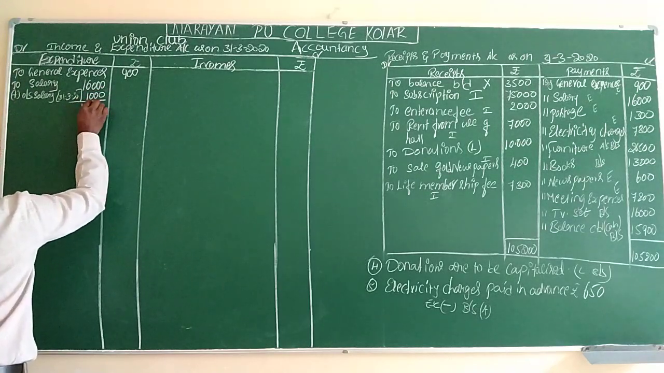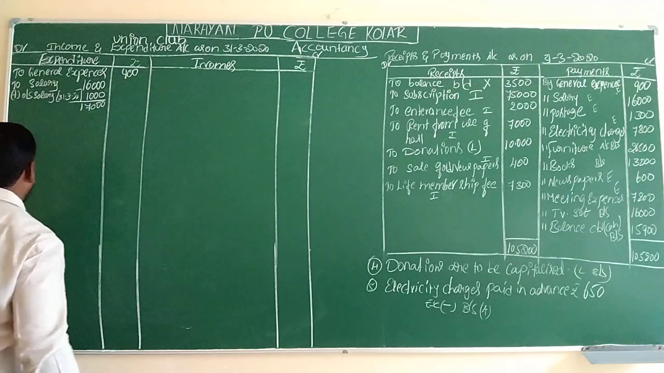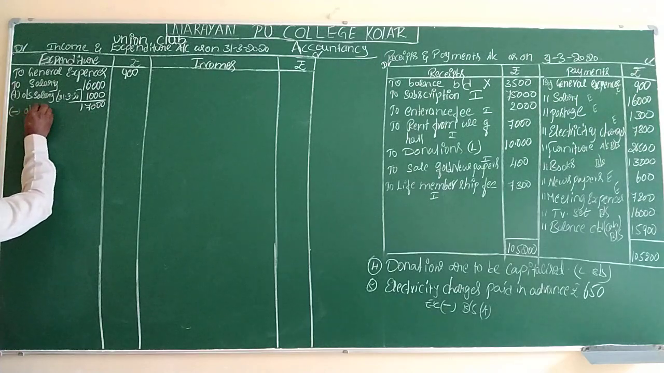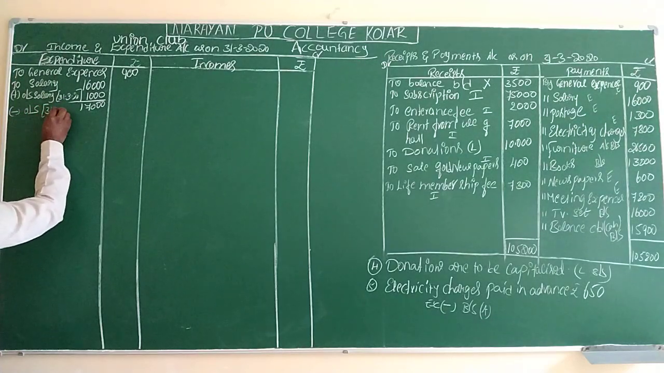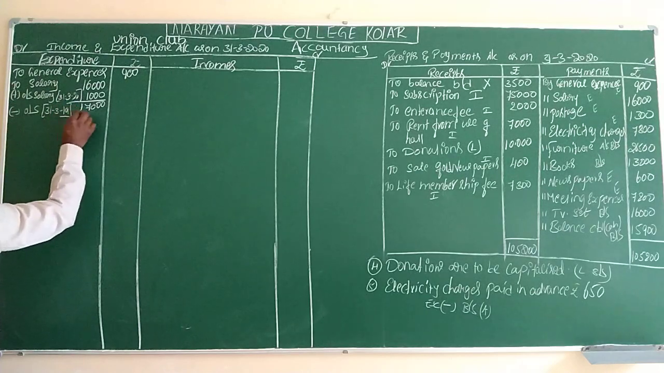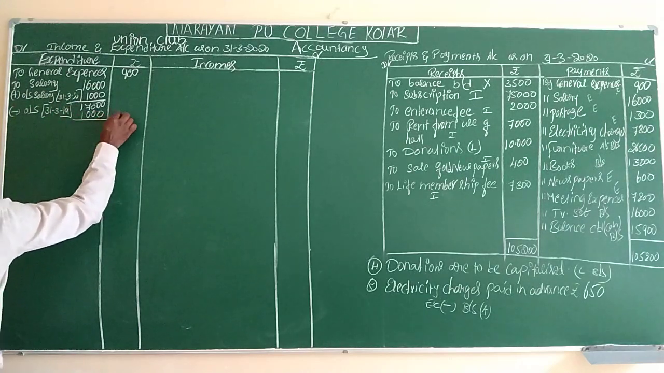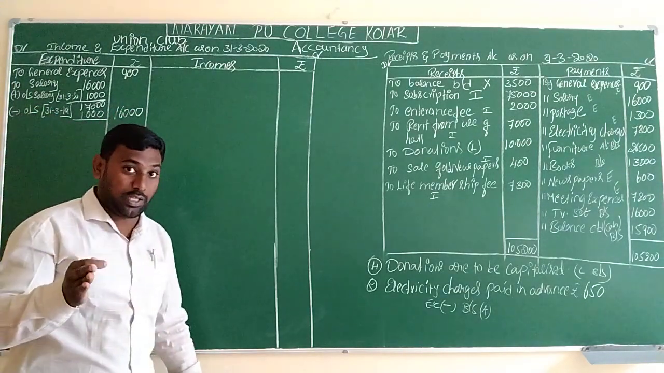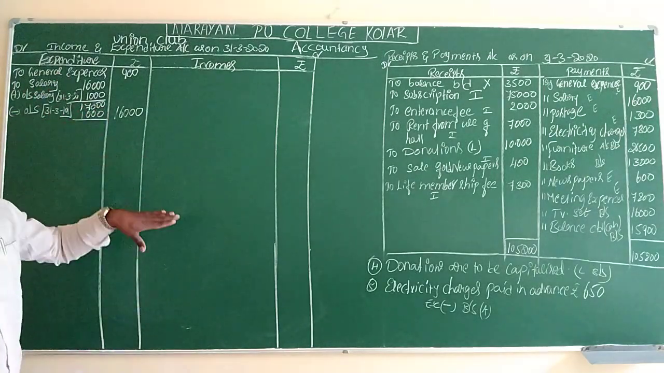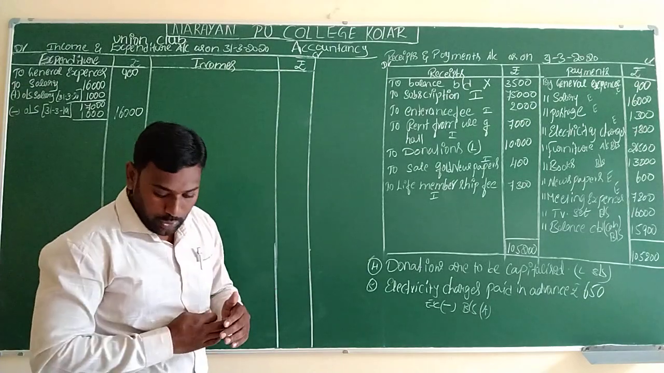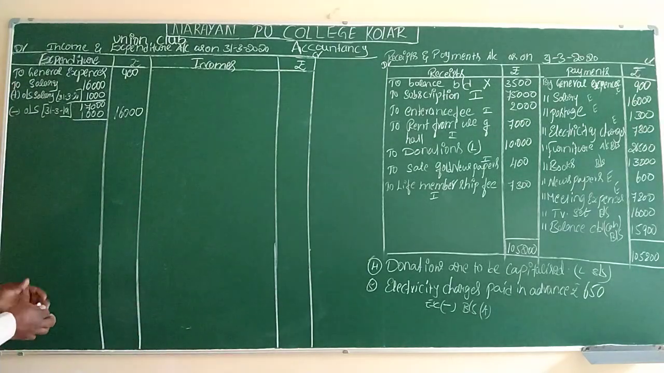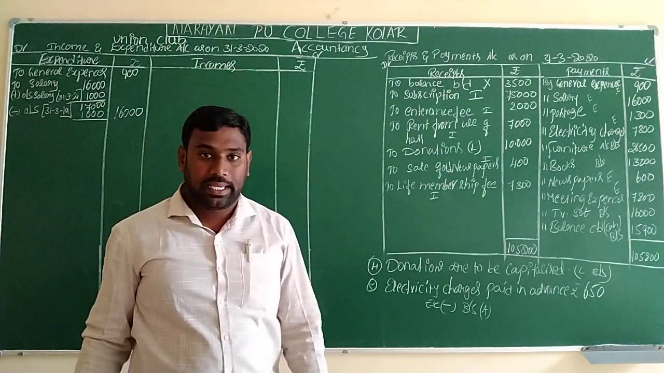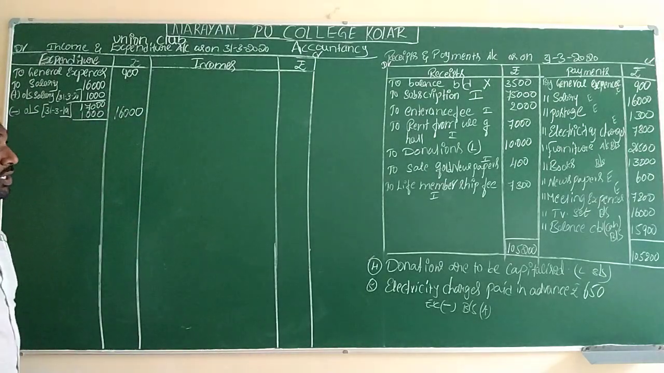16,000 plus 1,000, we get 17,000 rupees as salary. For this, we should deduct outstanding salary, in bracket mentioning 31st March 2019, that is 1,000. 17 minus 1, again we get 16,000 as the salary. So we write 16,000, but we have to show the adjustment. Out of 17,000, again we deduct 1,000, and we get 16,000 only as the salary.